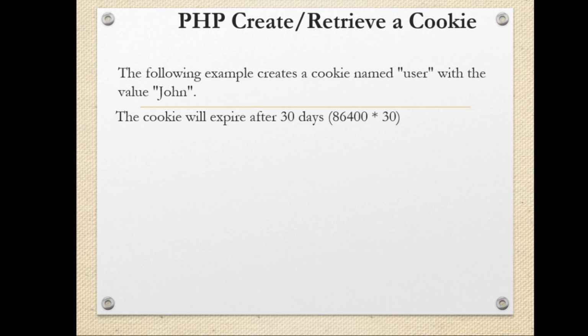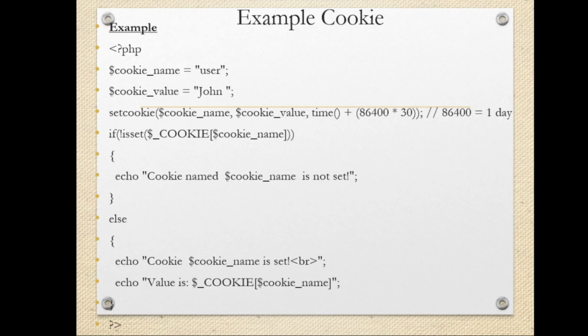The cookie will expire after 30 days. Why 30 days? Because we have multiplied it by 30. So your cookie will expire after 30 days. If you reduce the time, for example, if I just take 86,400, it will be valid for only 1 day. If I take 120 seconds, it will be valid for only 2 minutes. Okay, so students, make sure that you run this example in your practical lab.